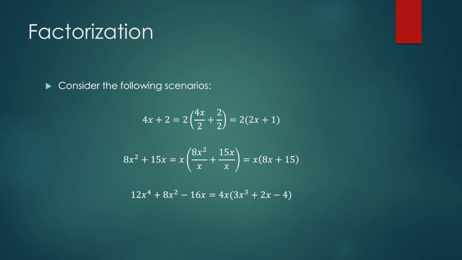If we watch our final example, 12x to the power 4 plus 8x squared minus 16x, our GCF is 4x. So we take 4x out, we divide 12x to the power 4 plus 8x squared minus 16x by 4x, and then we get the result on the right hand side, which is 4x multiplied by 3x cubed plus 2x minus 4, all in brackets.